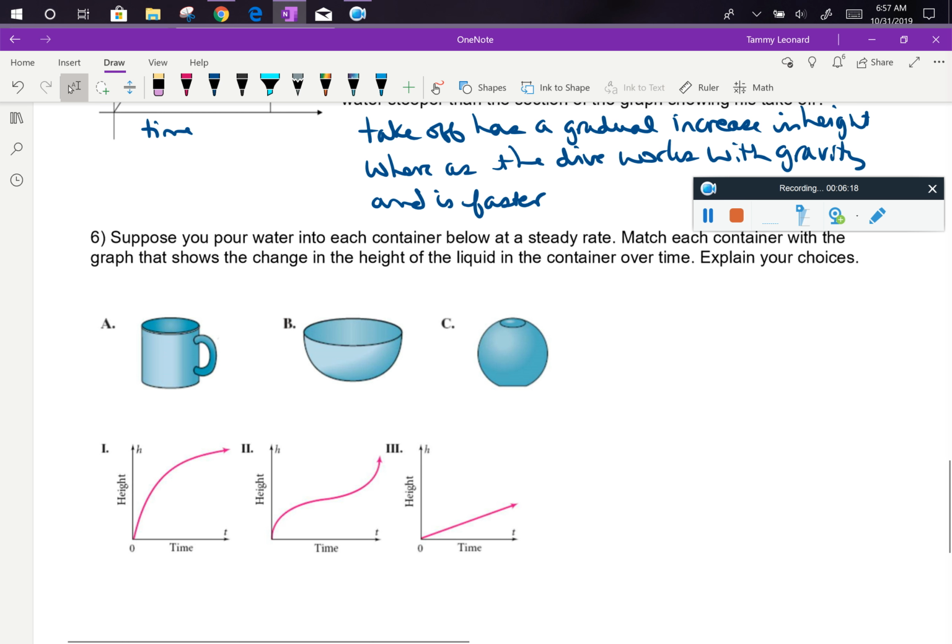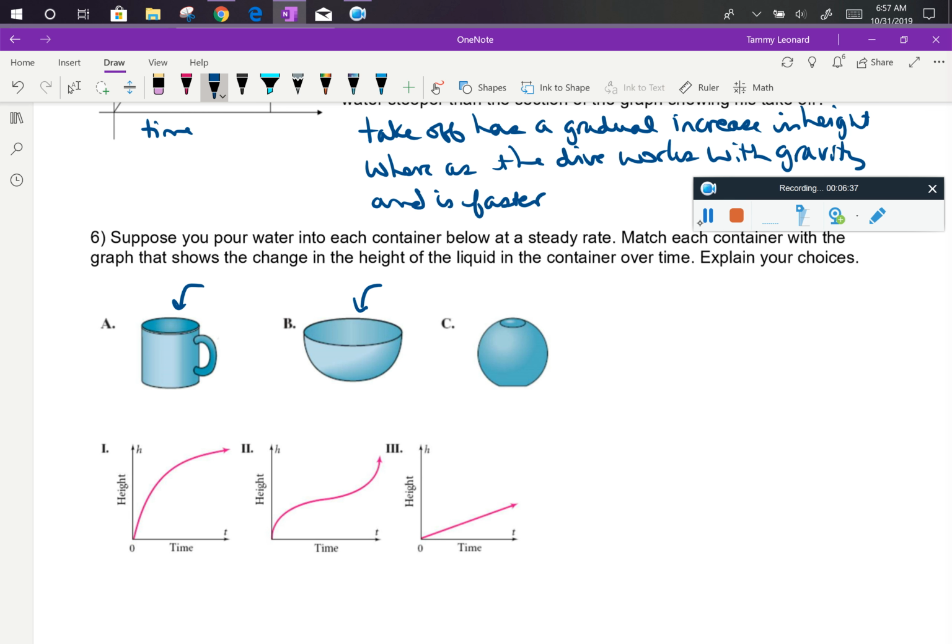So as we look at this, if you imagine filling up the mug, see how the mug has straight sides. So if you imagine filling that up with water, the height of that water inside that mug is going to increase constantly since the diameter of the mug is always the same.